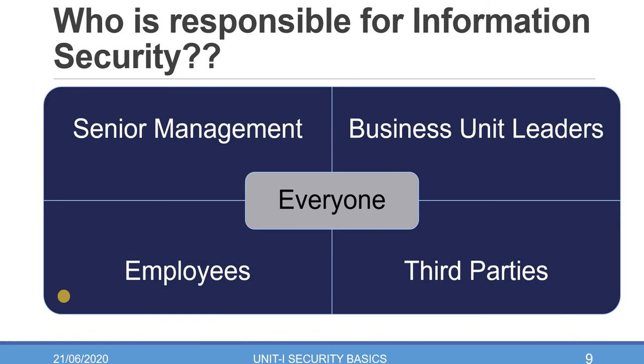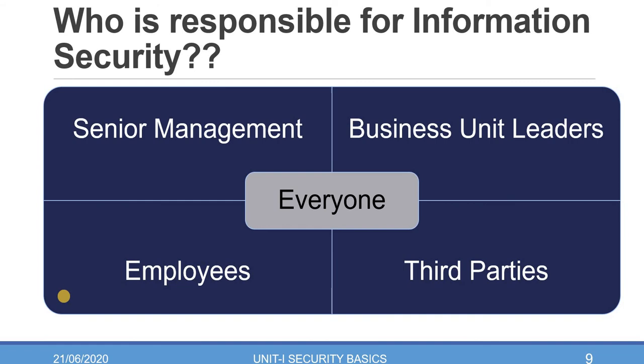Then the business unit leaders. Actually, the first objective of a business unit leader is to make money, and the second objective is maintaining information security. So information security is equally important. If it is not considered while doing business, it may lead to failure. So it is very crucial to design the information security policies and practices at the top level. Then every employee of the organization is responsible for maintaining information security.